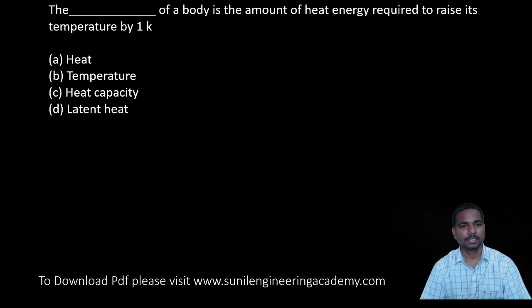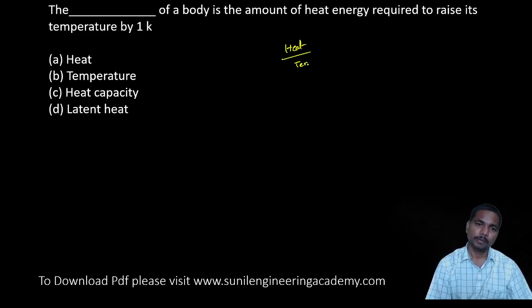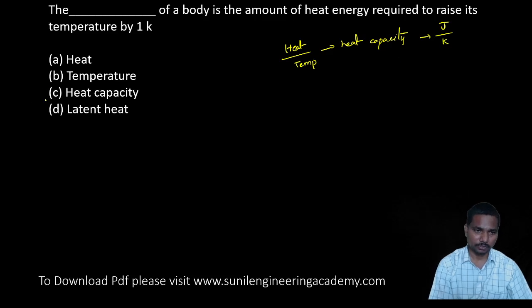The dash of a body is the amount of heat required to raise the temperature by 1 Kelvin. That is nothing but heat by temperature. Heat by temperature, that is nothing but heat capacity. Units: heat in joule, temperature in Kelvin, so joule per Kelvin. So the answer is option C. Okay. Coming to the next question.